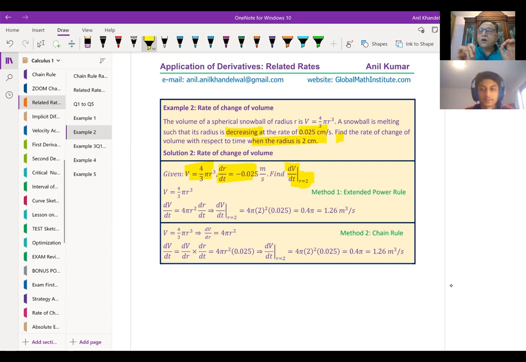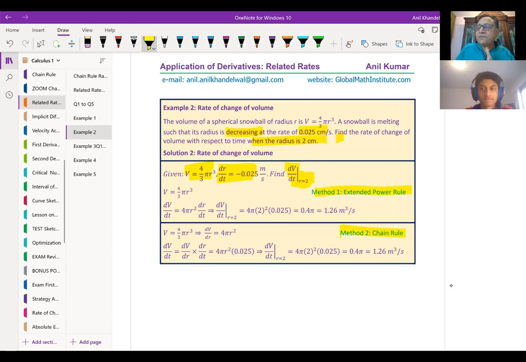Then you see how I solve. Not dV/dt, I know the volume. Now, one concept is I know dr/dt. So again, I'm using two methods, method one and method two. You could follow any method. So in method one, I know the volume is 4/3 pi r cubed. I differentiate with respect to time.